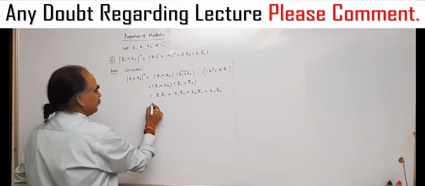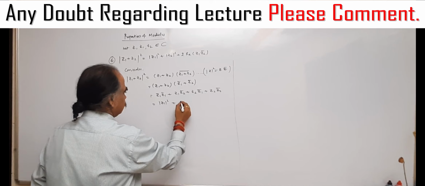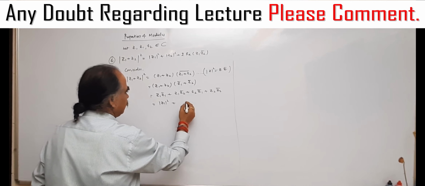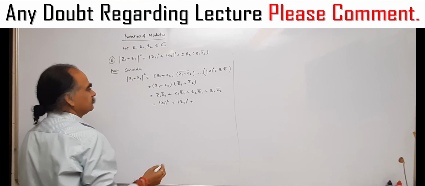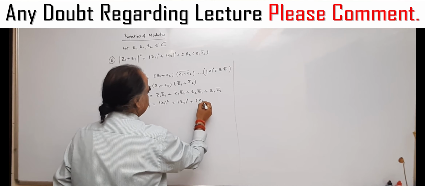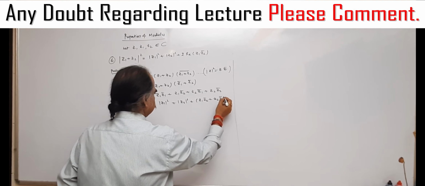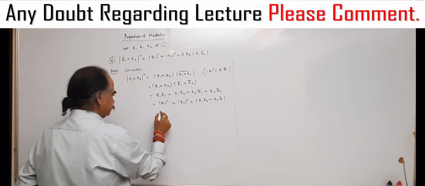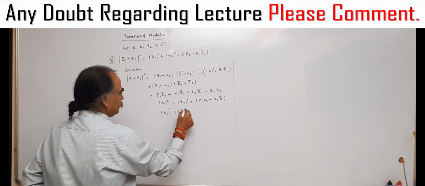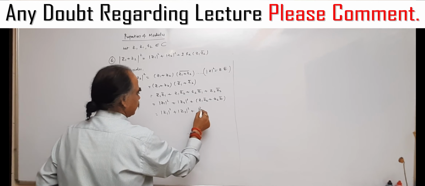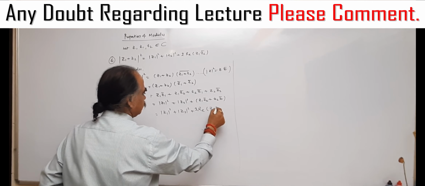Now z1 into z1 bar is what? Mod z1 square plus z2 into z2 bar is what? Mod z2 square plus z1 z2 bar plus z2 z1 bar. So mod z1 square plus mod z2 square, and this will give you what? 2 times real part of z1 z2 bar.